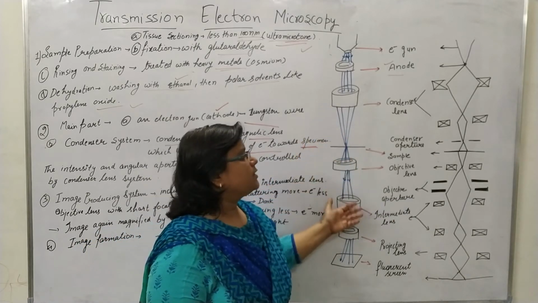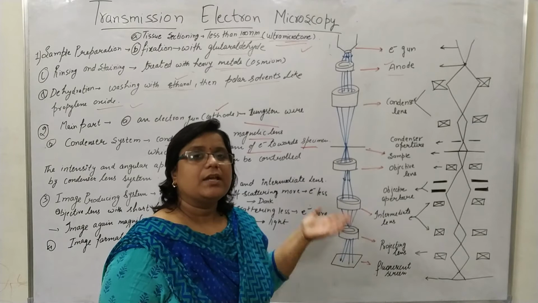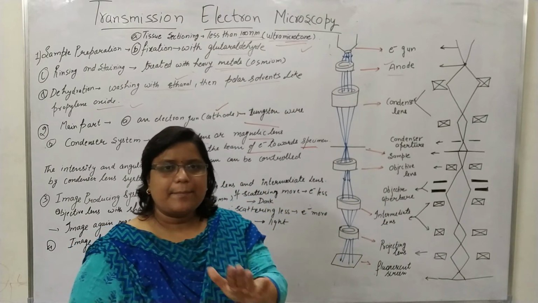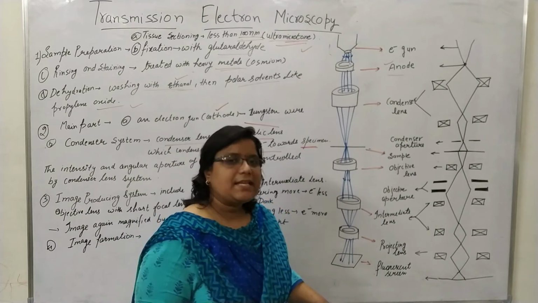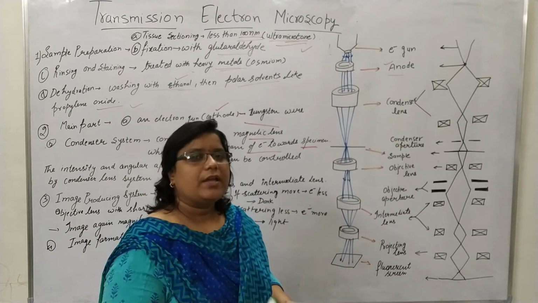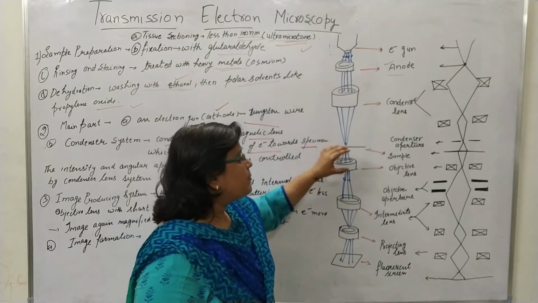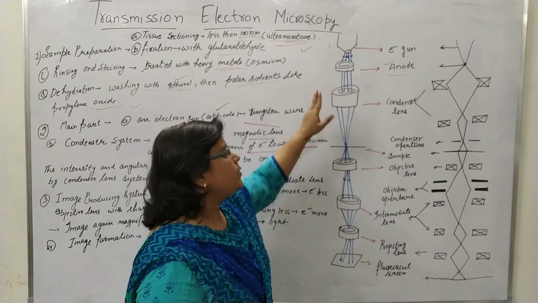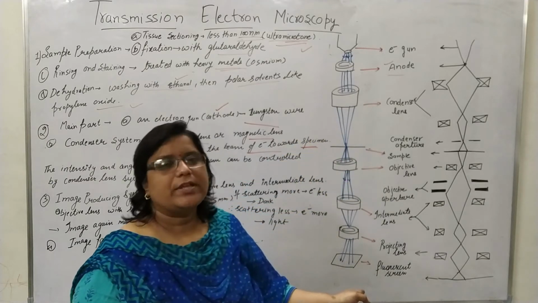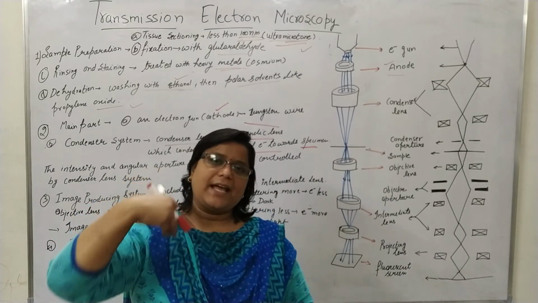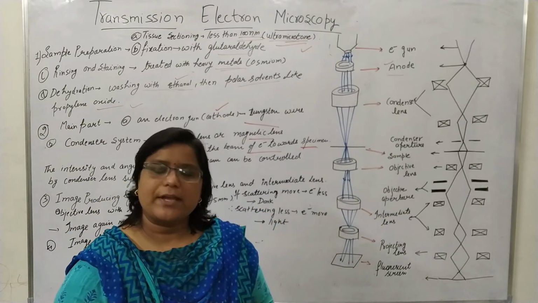Here the first difference comes: the sample or specimen is kept in between the apparatus, but in the SEM, as we have discussed, the specimen is kept at the last stage. So here in the TEM the sample is kept on the specimen stage in the path of the electron beam, so the electrons get transmitted. That is why it is named TEM, or transmission electron microscope.